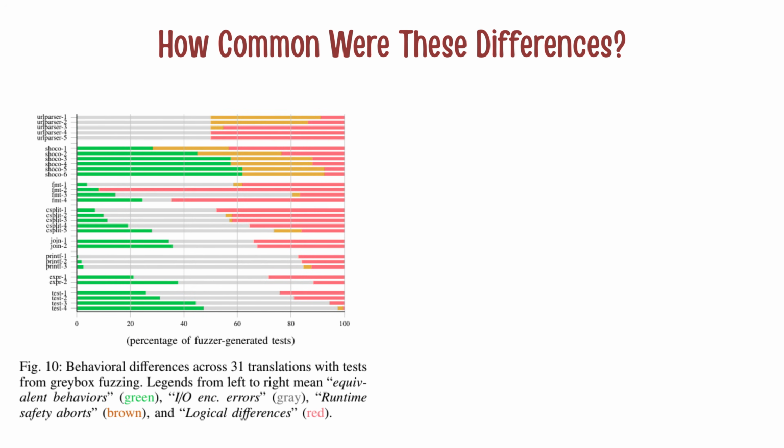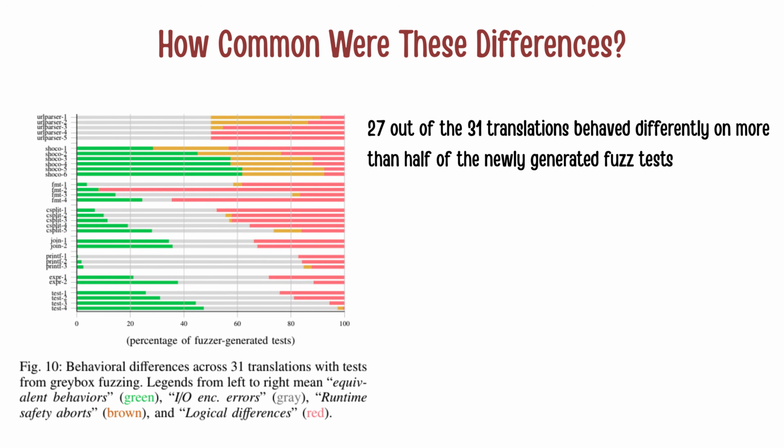The researchers found that 27 out of the 31 translations behaved differently on more than half of the newly generated fuzz tests. That's a surprisingly high number. But it's important to interpret this result carefully. Not every difference represents a serious bug. Some differences are related to how Rust safely handles undefined behavior in the original C code. Others involve encoding assumptions that may not matter for the intended use of the application. And some are genuine logical errors.